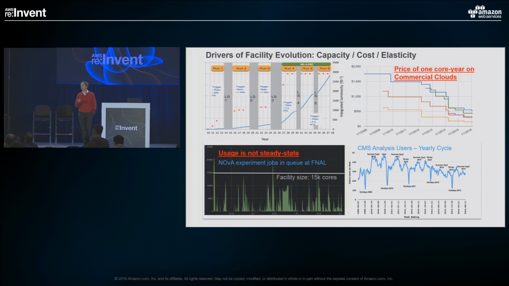And of course, when we start to analyze these 2 exabytes of data that we gather every year, the analysis will not be steady state. It will follow peaks and valleys, like you see on the bottom right, that will follow holidays, conference schedules, et cetera. So where do we go?